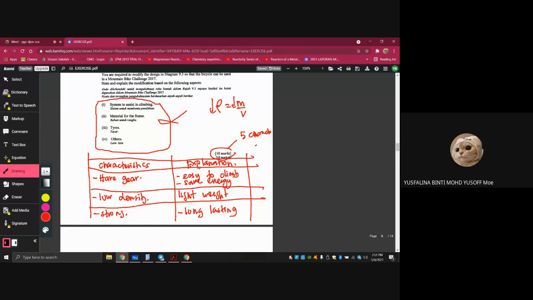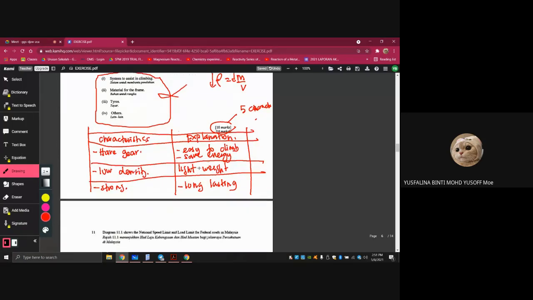Okay, so now I already got 3, right? Now another one, the tires. So how about the tires? How about the area of the tires? Is it a very small area or large area of the tires? Why large? Why do you need to have a large area of the tires? Better stability, so it will be easier to stop.